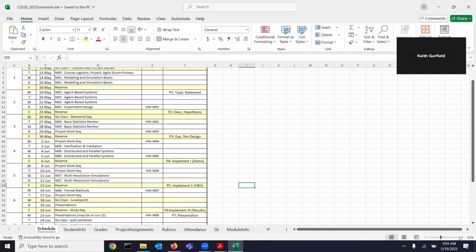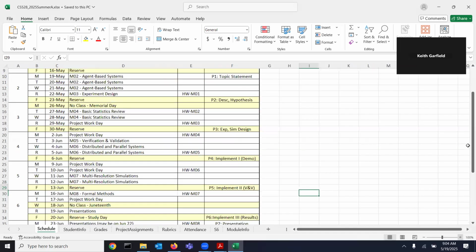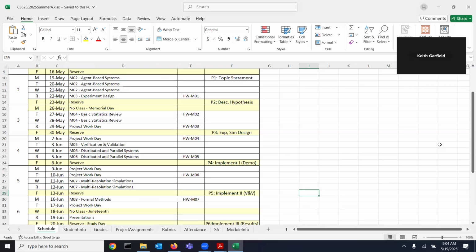The schedule: this week we're going to talk about agent-based systems, and then next week we're going to go into some basic statistics. Next Monday we have off because it is Memorial Day. So agent-based systems, and I might spend a little more time on experiment design. We'll see how it goes. It may be hard for me to talk for 4.5 hours on agent-based systems, but each day, remember, I want to reserve some time for working time.